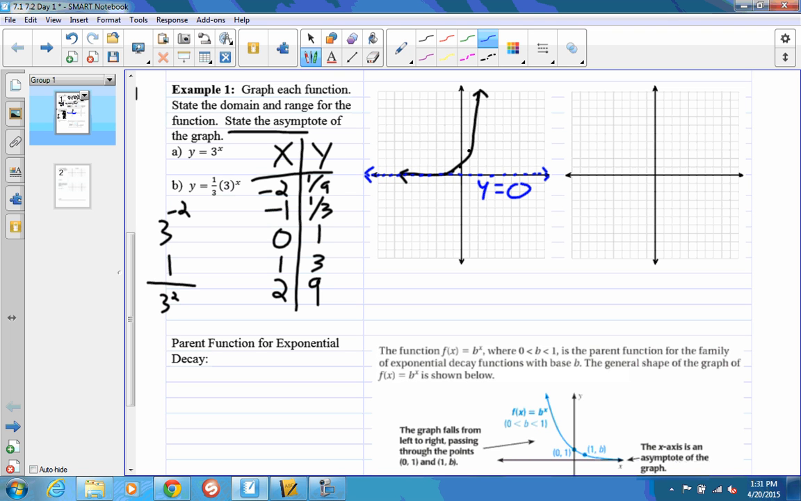No matter how negative my x's are, negative 10, negative 50, negative 1,000, negative 1,000,000, I'm never going to actually equal 0, because I'm always going to flip it to get rid of my negative, and it's going to be 1 over a number. As long as that number isn't 0, which it can't be, I'm going to have something that is bigger than 0.